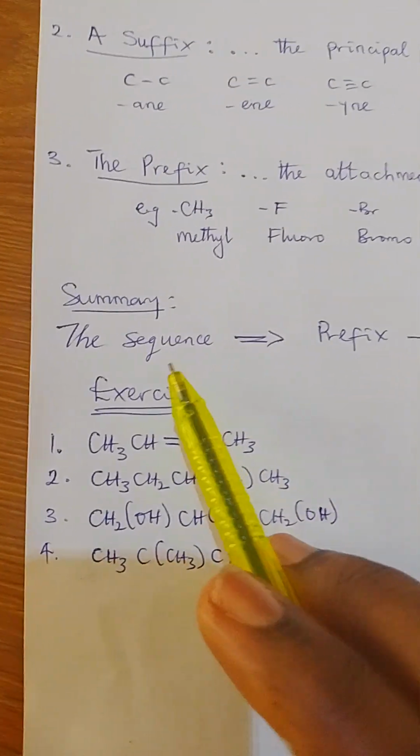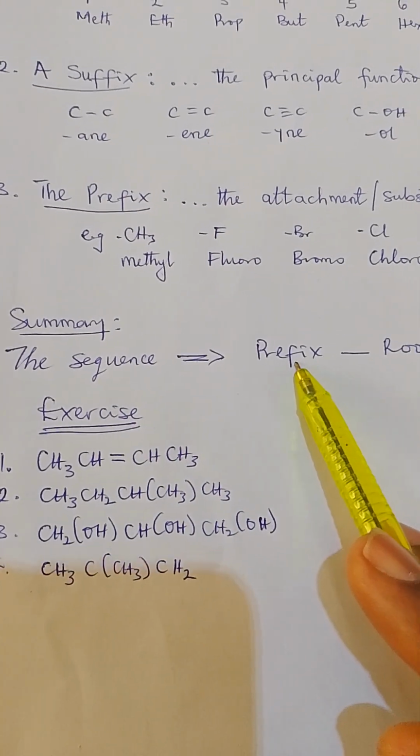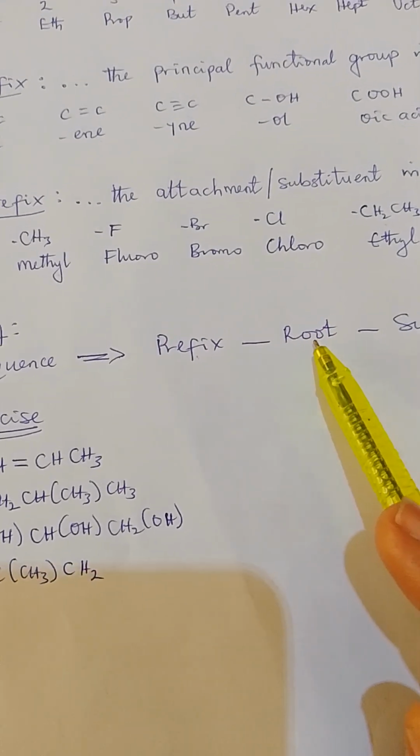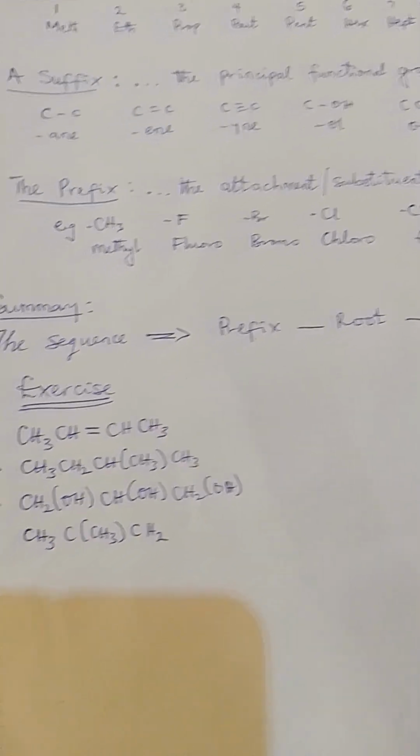I want to take it again as a summary. The sequence you need to follow. The first thing, you name the prefix. The second thing, you name the root. And the last thing you name is the suffix.